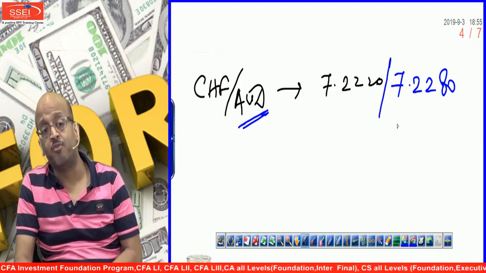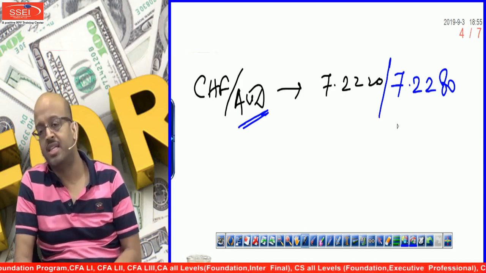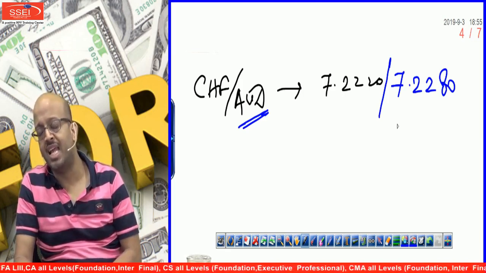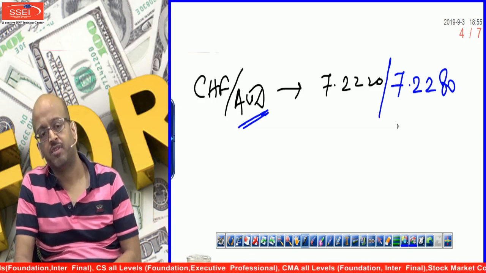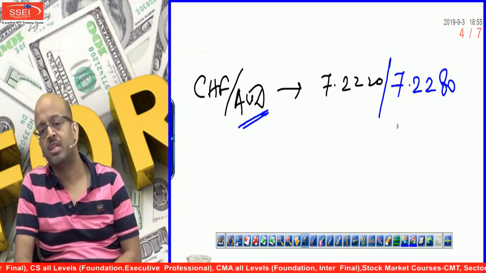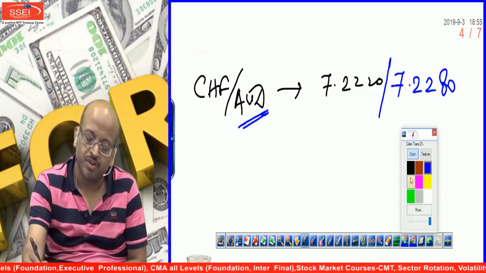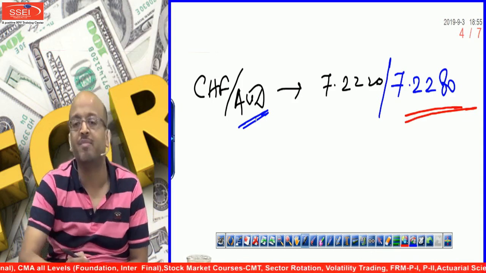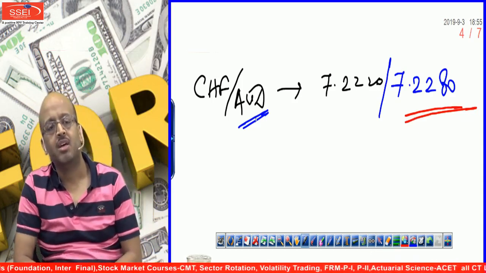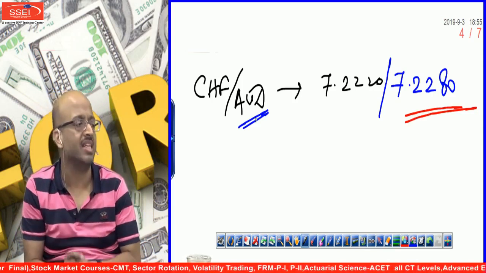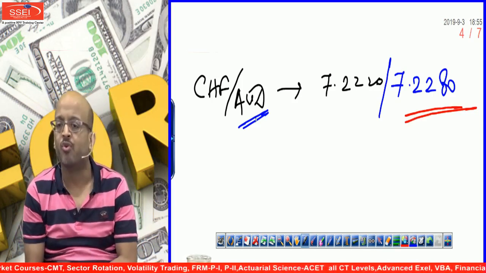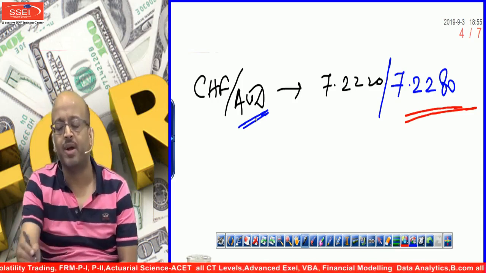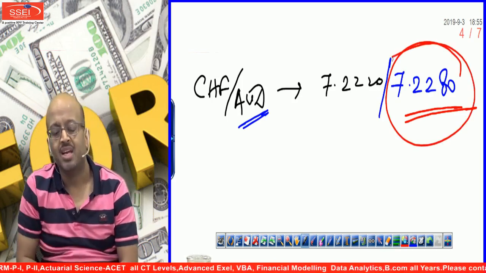Remember the step I said. Focus on the base currency. If you are not, it's a lucky draw happening. We are selling 80,000 CHF. So which rate will be used? 7.2280. Because you are selling CHF means buying AUD. What are you going to do with the base currency? That's the only help. Focus on the base currency. You are buying the base currency, the higher rate. 7.2280, because you are buying AUD.